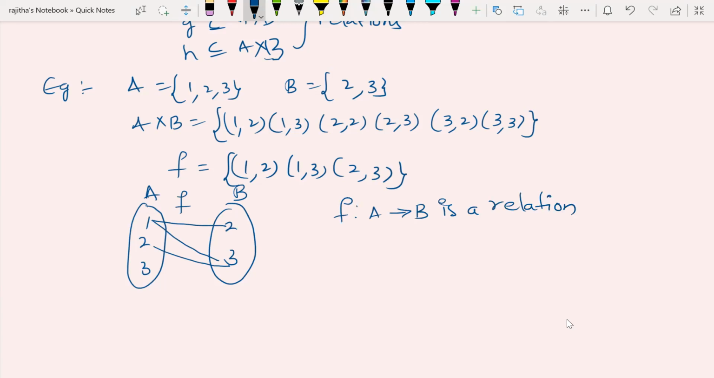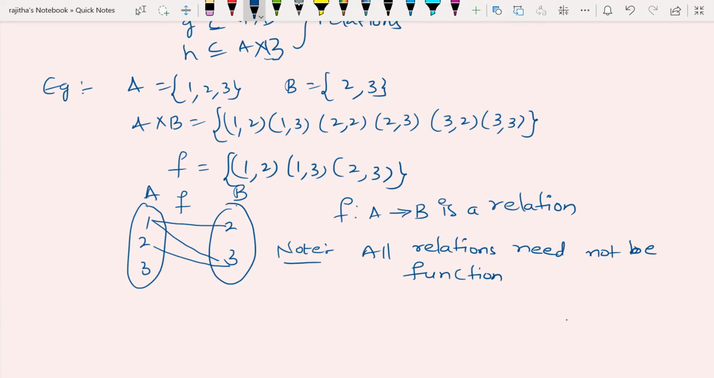So yes, set A is the domain and set B is the codomain. One note point here, observe clearly: all relations need not be a function.